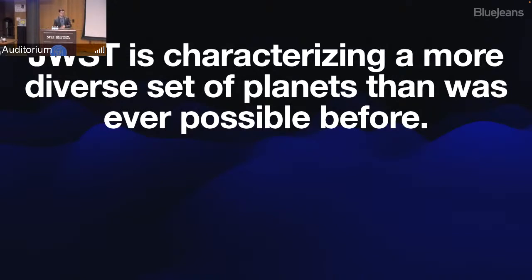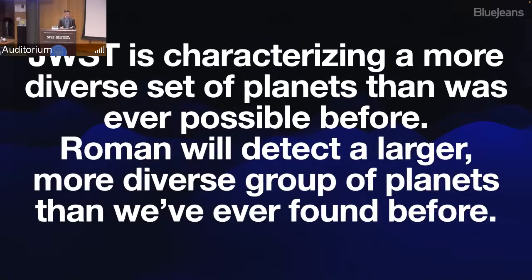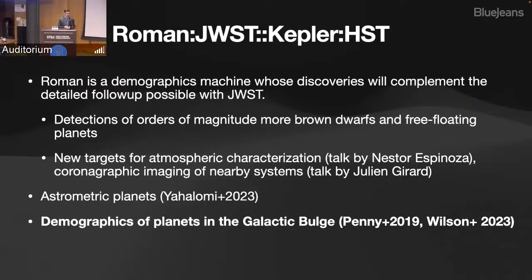Not only are we getting these standard hot Jupiters, but we can push all the way down to rocky planets. We can get very young systems, very old systems. It's really powerful. But Roman is going to take this even further by detecting a larger and even more diverse group of planets than we've ever found before. And so just to take everyone back to their SAT prep courses, I threw an analogy on the top of this slide where Roman is to JWST what Kepler was to HST. So Roman really is a demographics machine whose discoveries will complement the detailed follow-up possible with James Webb.